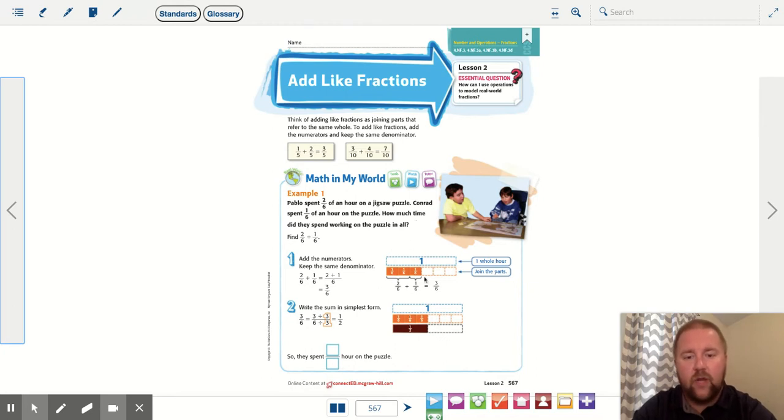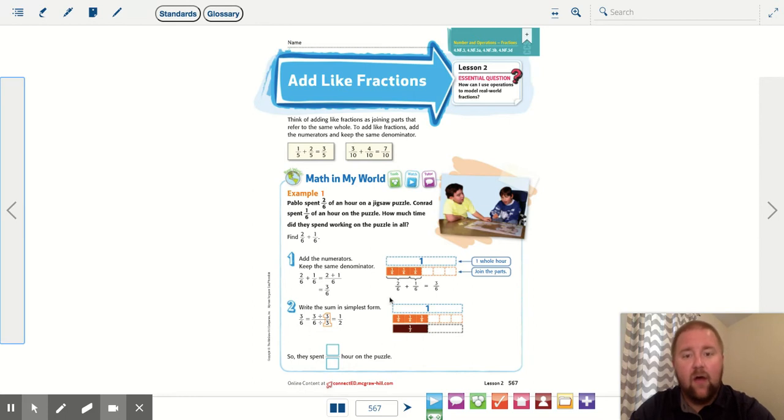So the picture here really does the best job explaining how this works, right? We had 2/6 here, which is what Pablo did, and then we have 1/6 here, which is what Conrad had. So we have three of those bars together. Each one of those is a sixth. So if we have three of those bars, that gives us 3/6, right? So then our answer would be that they had spent 3/6 of an hour doing this jigsaw puzzle.